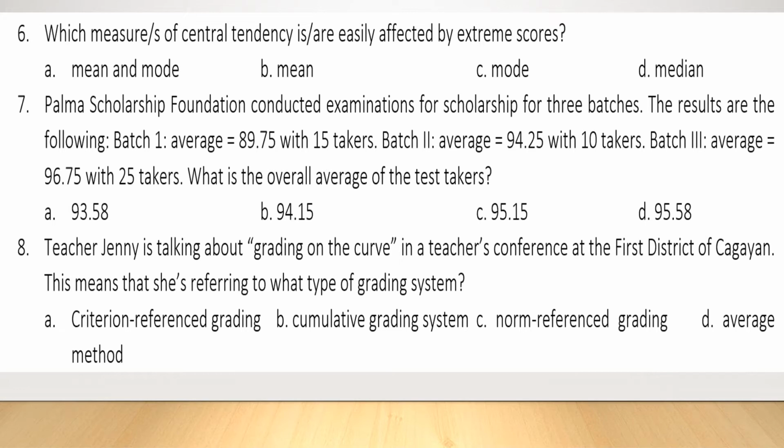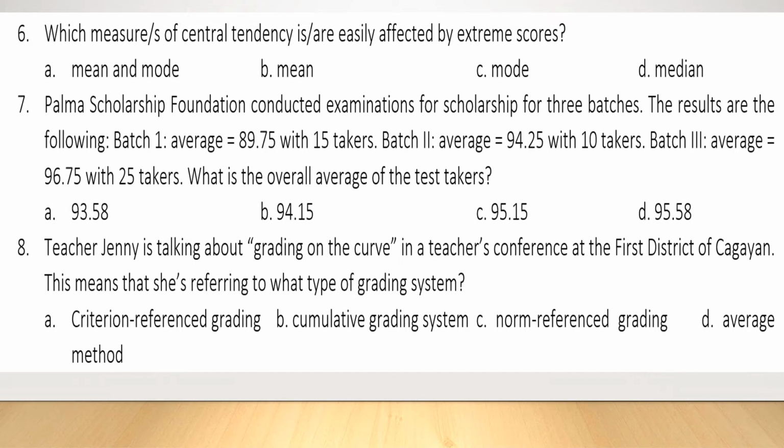Take note, ganina I told you that the average refers to the mean. Pero if you try to scrutinize the number of takers per batch, lalay siya. Batch 1, 15, batch 2, 10, batch 3, 25. So, di ni mo siya pwedeng kas ako nug-add ning tulo ka average nya divided by 3. Dili, you have to consider the number of test takers in each batch. The answer for that is letter B, 94.15.